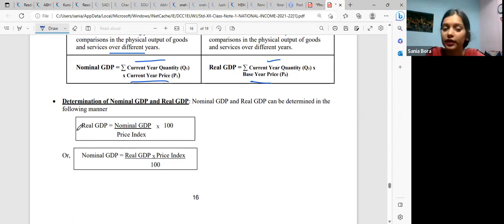So it's like real GDP. How to calculate real GDP? It is nominal GDP divided by price index multiplied by 100. And how to calculate nominal GDP? Automatically this nominal will go here: real GDP multiplied by price index divided by 100. You have to calculate nominal, so this price index will go here. Price index multiplied by real GDP, and this 100 will be down. Clear? So you can remember only one formula, and from that you can derive the other. From real GDP you can derive the nominal one, and from nominal you can derive the real GDP. Clear?